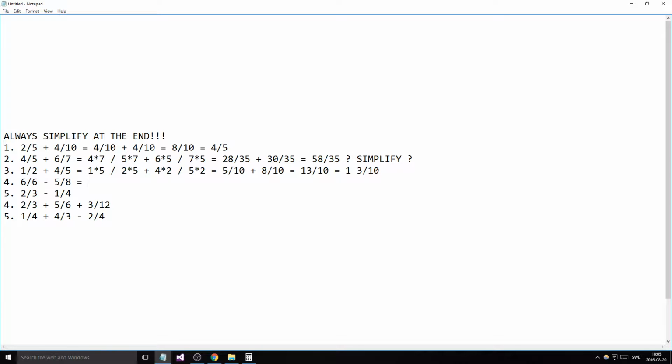So there we go. And then 6 divided by 6 minus 5 divided by 8. And that is, let's see, 6 multiplied by 5. No, 8. Oh, this is going to be tough. This is going to be tough for my little brain. Okay. Minus 5 multiplied by 6, by 8 multiplied by 6. Ooh, this is going to be tough.